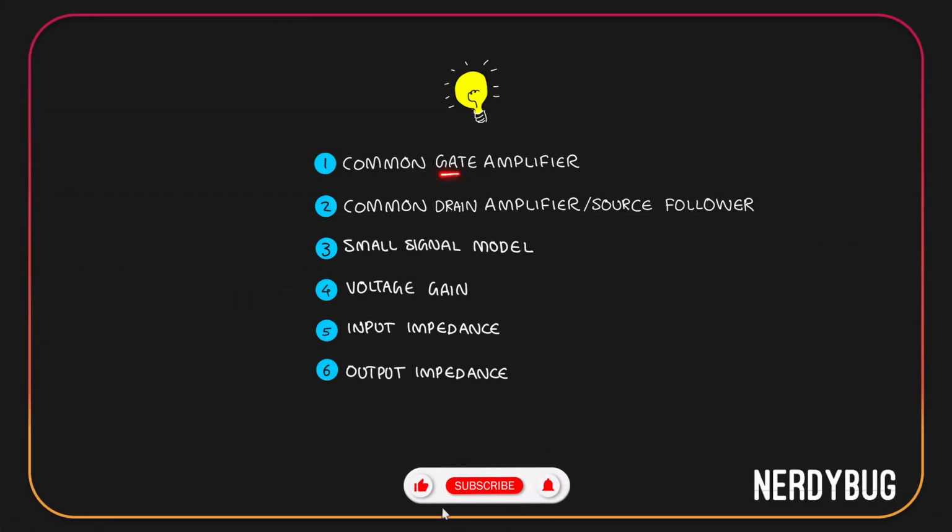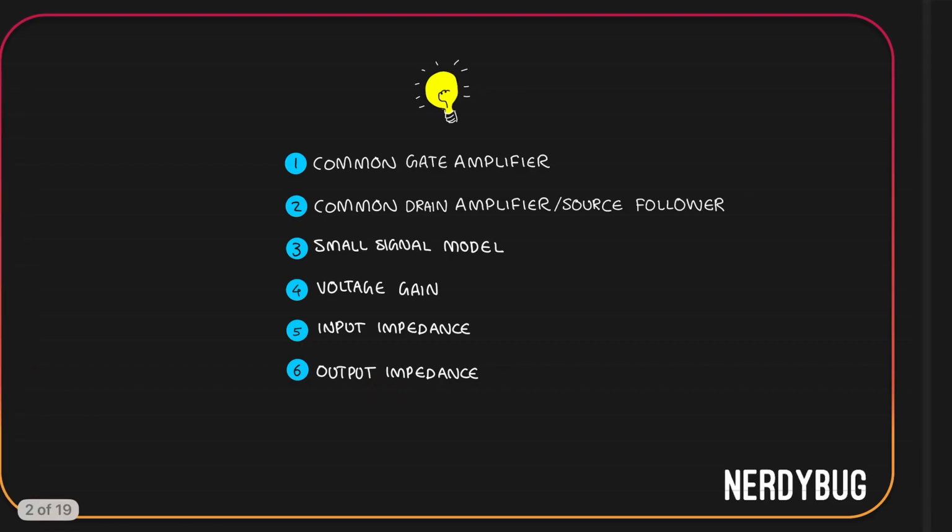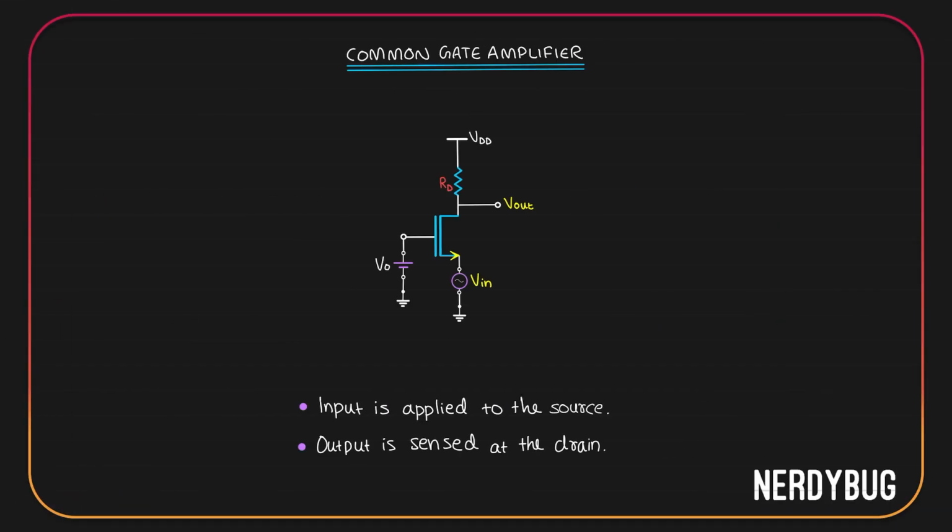Today we'll discuss Common Gate Amplifier and Common Drain Amplifier, which is also called source follower. We'll be covering their small signal models, voltage gains, input impedances and output impedances. Let us start with Common Gate Amplifier. Here the input is applied to the source. You can see that over here in the circuit model. Output is taken at the drain over here.